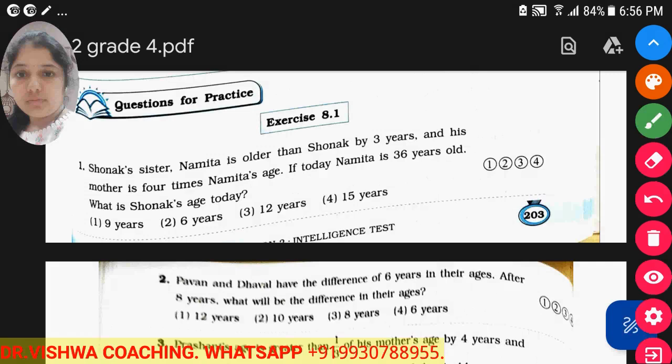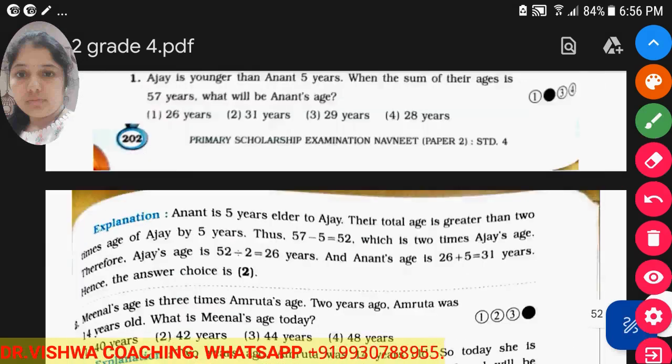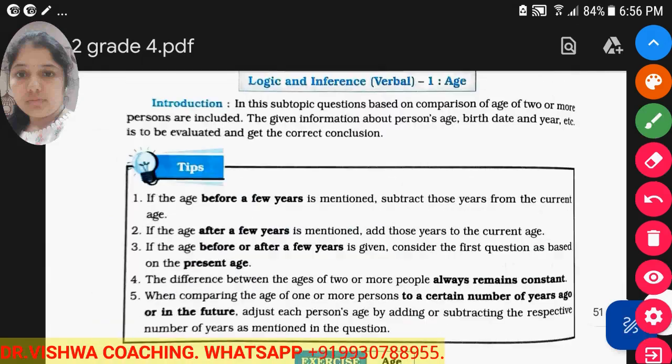One second. Now see, Shonak's sister. One minute. This is only our first exercise, no? Yes.